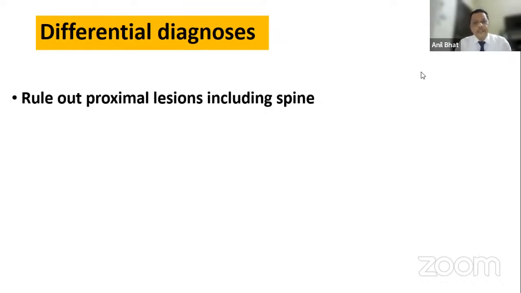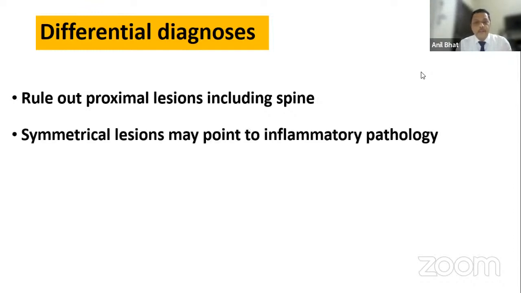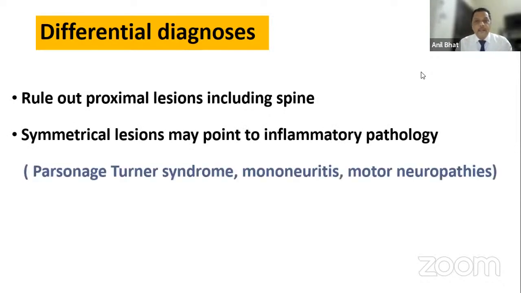If you look at something very distally in the hand with a claw, you should make sure that you examine all the way, especially the axillary area, and then the neck, and then go all the way to the cervical spine. So proximal lesions should always be ruled out before assuming that it is a local compressive neuropathy. There could be times when symmetrical lesions are present bilaterally, and at that time you need to think about inflammatory pathologies. Most of the time it's Parsonage-Turner syndrome or mononeuritis and motor neuropathies. So these are the times when you have a bilateral involvement.